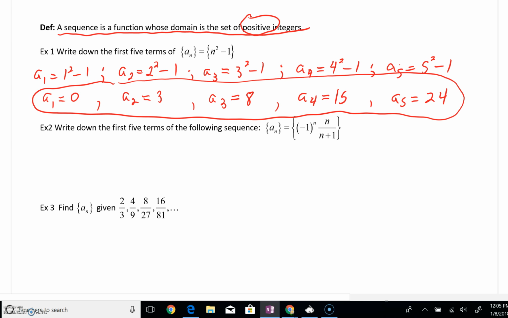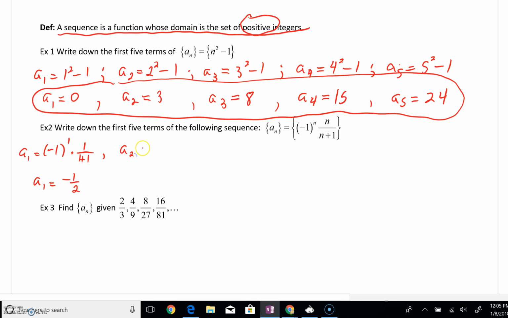Example number 2, write down the first 5 terms of this sequence. And you can see we've got negative 1 to the n times n all over n plus 1. Well, we'd say, what's our first term? A sub 1 would be negative 1 to the 1, and then we'd have 1 all over 1 plus 1, which is going to get you a 2, so you'd have 1/2, but it's going to be a negative 1/2, because negative 1 to the 1 is just going to be a negative 1.